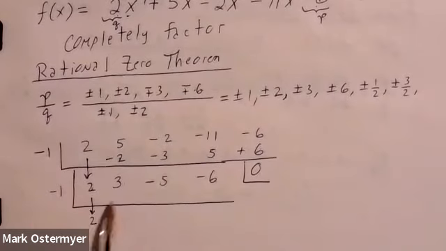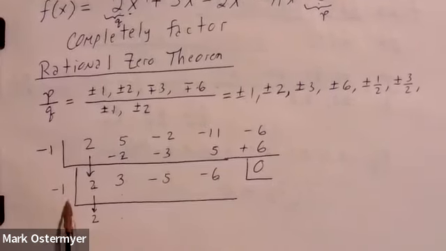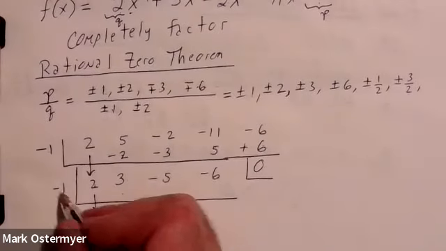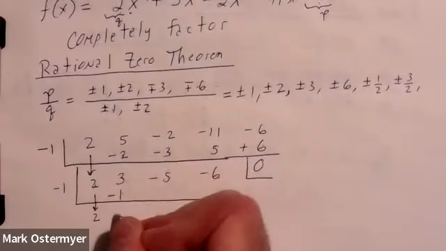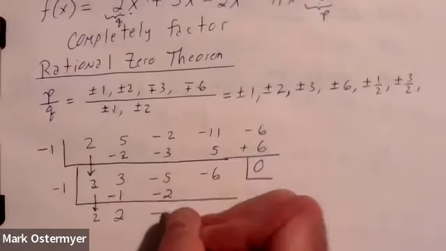Negative 1 times 2 is negative 2. 3 plus a negative 2 is 1. Negative 1 times 1 is negative 1. Negative 1 plus a negative 5 is a negative 6. Negative 1 times negative 6 is a positive 6, and we get another 0 remainder. It looks like negative 1's a repeated 0. Add. Multiply. Add.